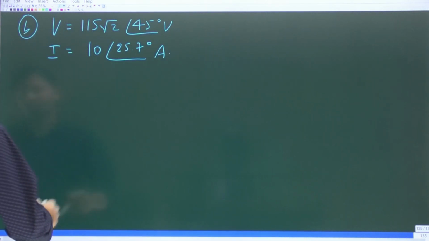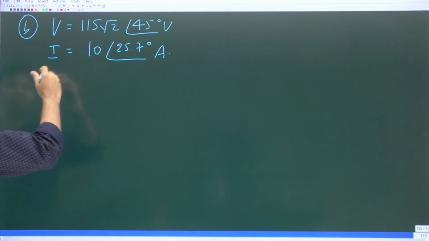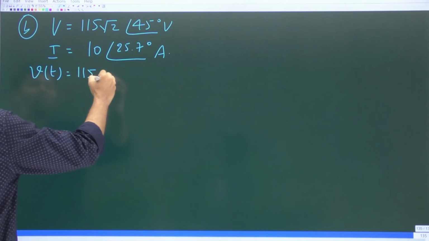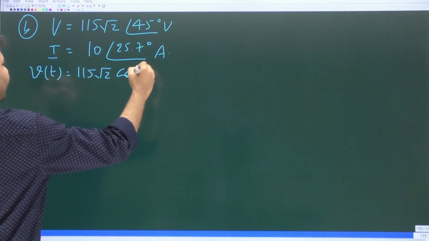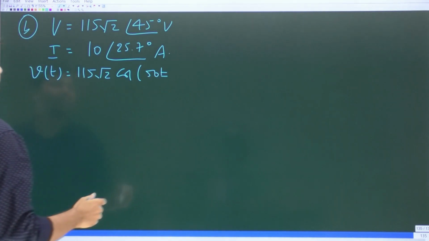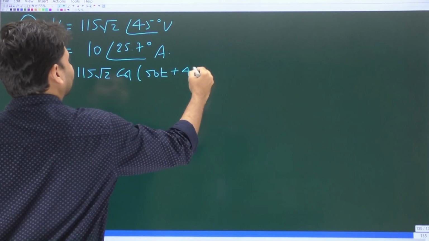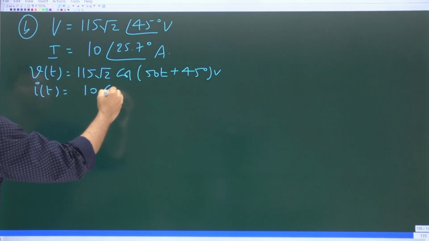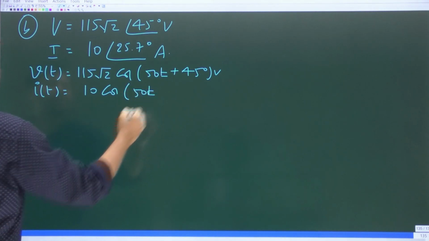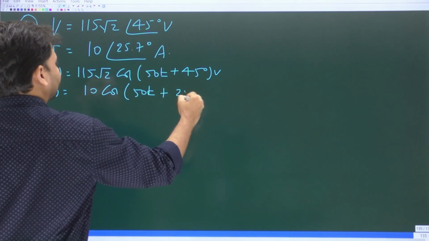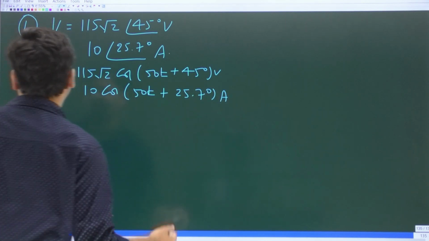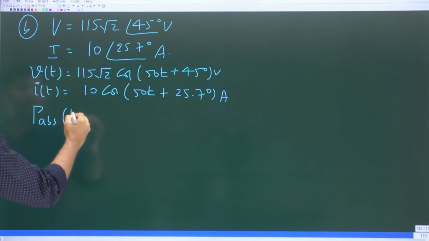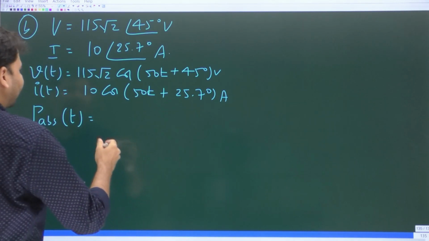Now V of t can be written as 115 root 2 cos of omega t, which is 50t, cos of 50t plus 45 degrees volts. Similarly, I of t can be written as 10 cos of the same omega t, which is 50t plus 25.7 degrees amperes. That's all. So now the power absorbed as a function of time.